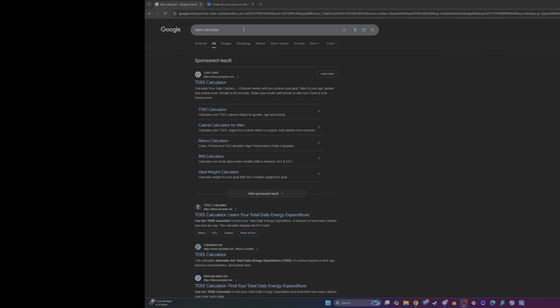I've decided to start losing weight again. So I've decided to go with a straight calorie deficit. I would like to show you the starting point where you're going to start off to figure out how many calories you should have. You're going to do a Google search for TDEE calculator.